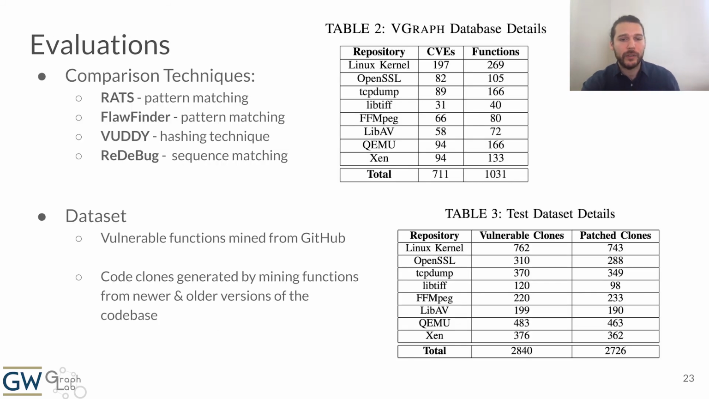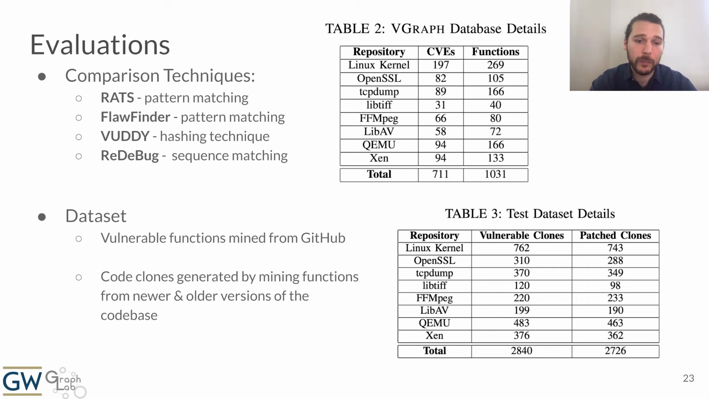Now let's talk about our evaluations. We compare with 4 other popular code similarity-based techniques. The rough auditing tool for security, or RATS, and Flaw Finder are 2 pattern-based techniques that rely on predefined patterns of vulnerable source code. VGRAPH is a hashing-based technique, and ReDeBug is a sequence-based matching technique.